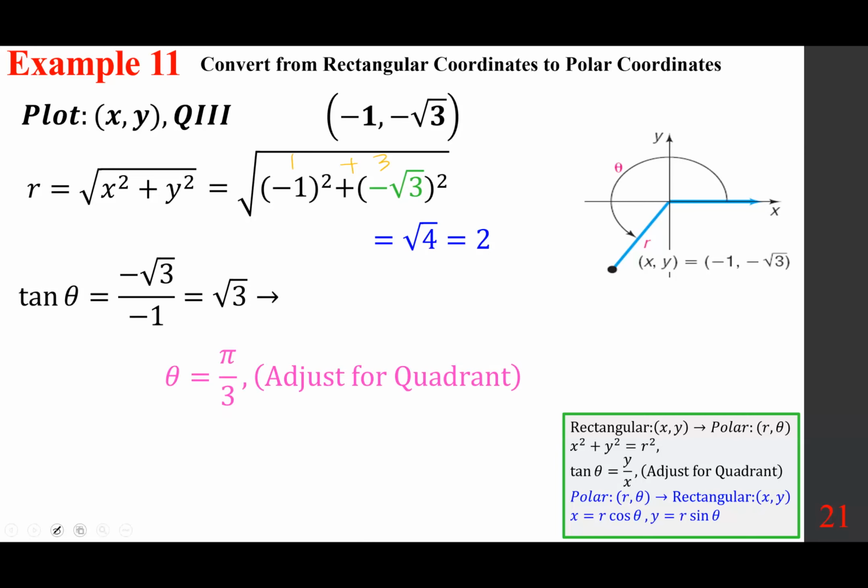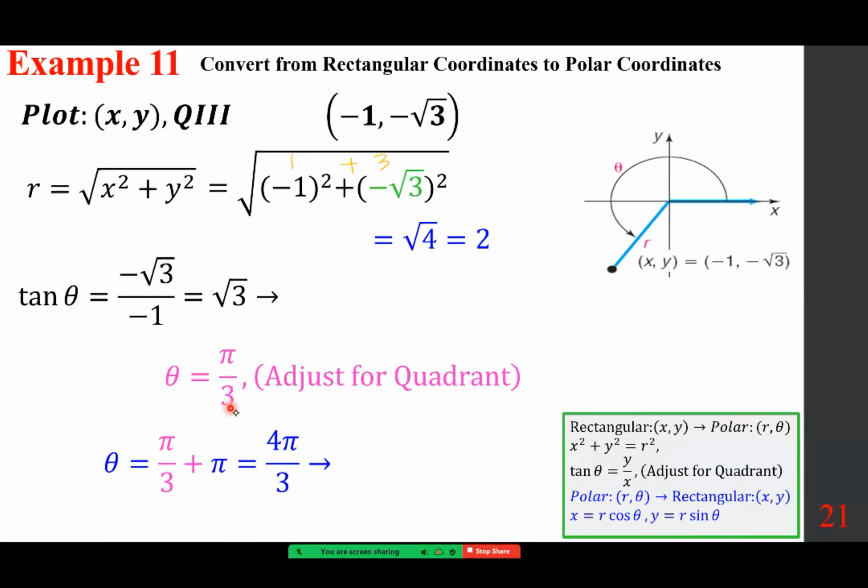However, pi over 3 is here. This is in the third quadrant, everybody. We must add a pi. We've discussed that before. So that's why just going through the process is not good enough. If you plot the point, it will help you come up with the correct angle. So we add a pi to pi over 3, and that gives us 4 pi over 3. So the pair -1 comma negative square root of 3 is the same as 2 comma 4 pi over 3.